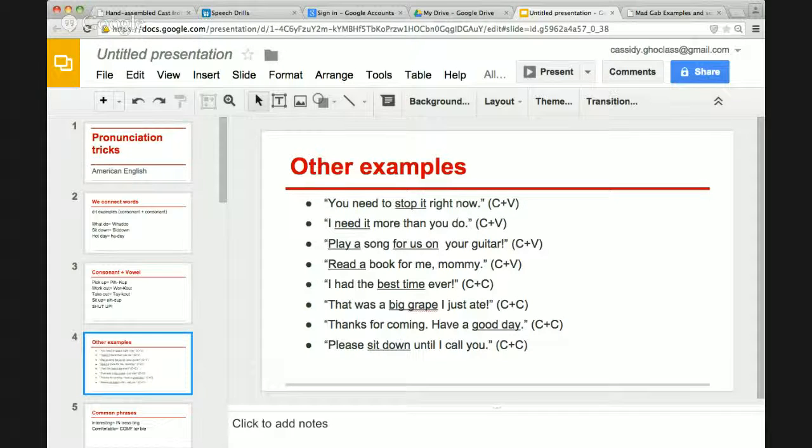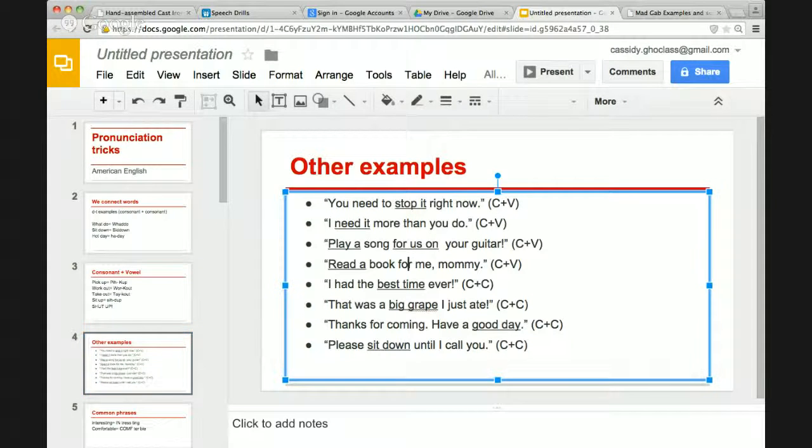Good. Read a book for me, Mommy. I probably didn't say it right. It would be "to me." This is not correct English. I'm sorry. Read a book to me, Mommy.